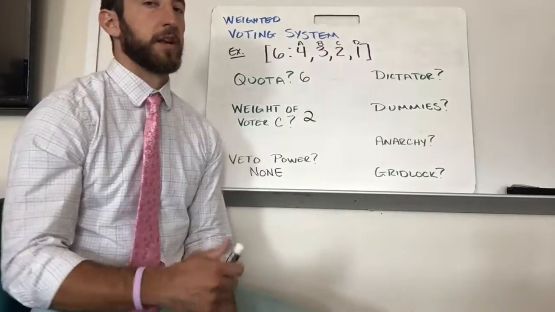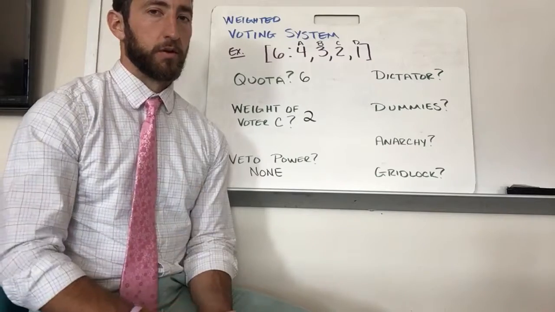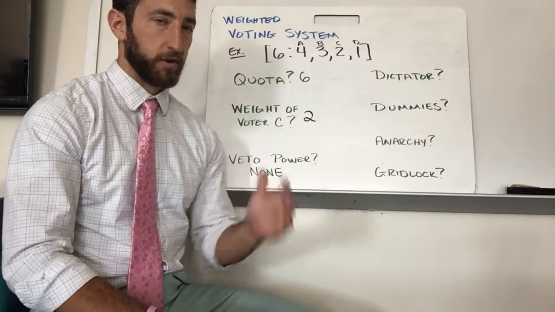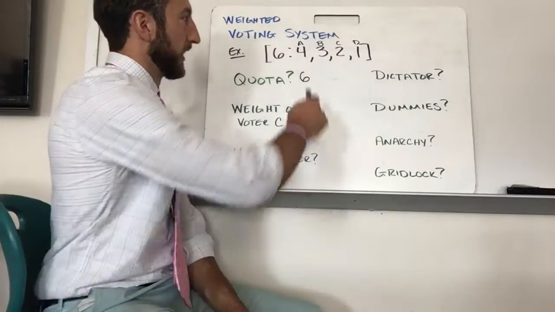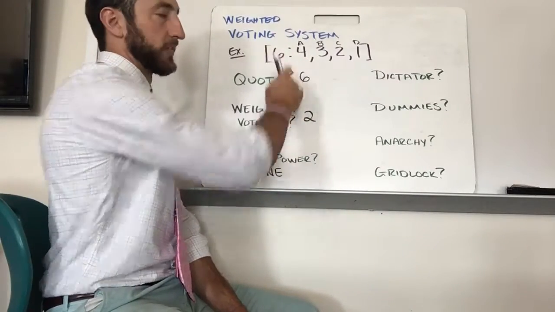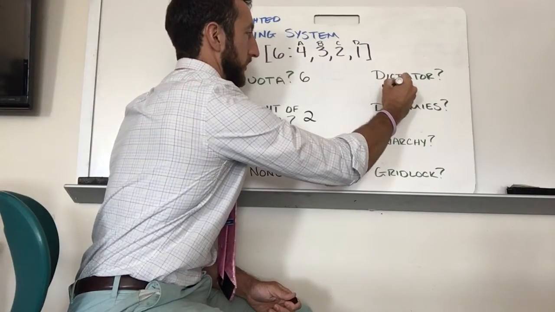All right, next up we look at is a dictator. A dictator is anybody that has a weight equal to or more than the quota. However many votes they have, whatever their weight is, it has to be more than or equal to the quota. In this case, my highest one is 4. It is not bigger than 6 or equal to 6. So there are no dictators in this system.